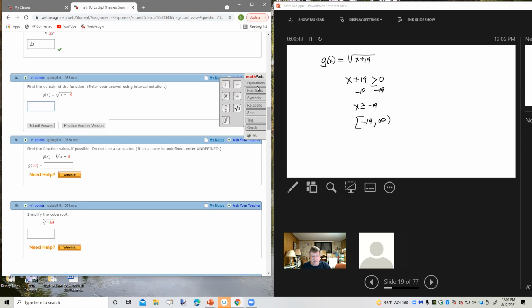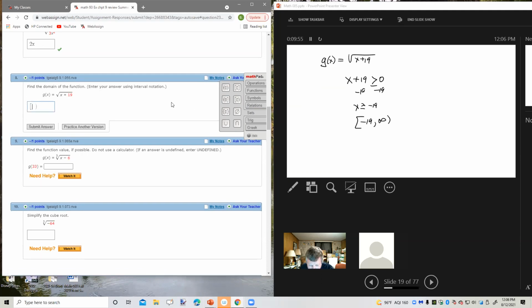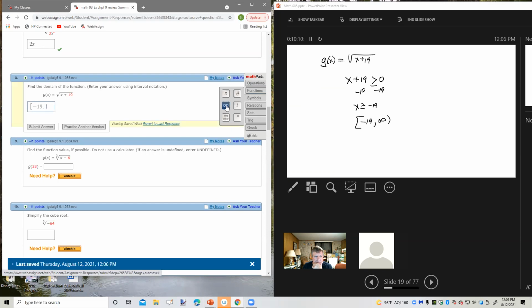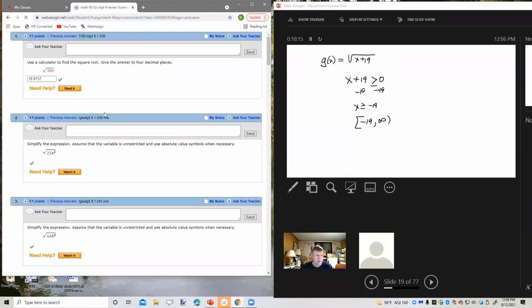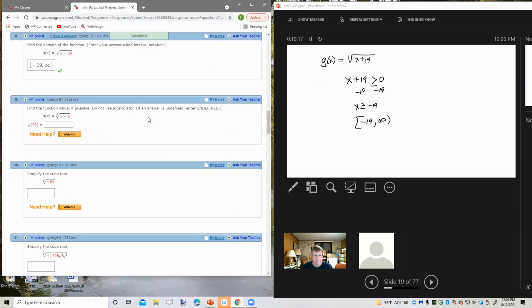Okay, so let's see here. Functions, symbols, relations, sets. Aha, okay. This one, that's the one we want. So negative 19, comma, space. Now, where is infinity? Let's see. Not there, not there. Oh, there it is. Okay. So sometimes you have to look a while to find it. All righty.